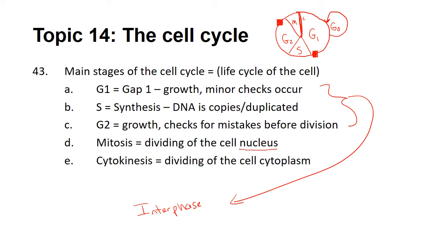Yeah? Is that gap 1, synthesis, and gap 2? I tried to highlight them here for you. So it'd be gap 1, synthesis, gap 2. These together are collectively known as interphase. So whenever we see that listed in stages of the cell cycle, we might just reference it as interphase because it includes all three of these. Any questions? Doing good?